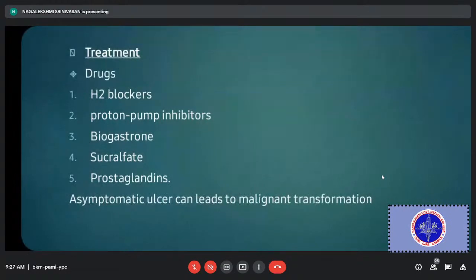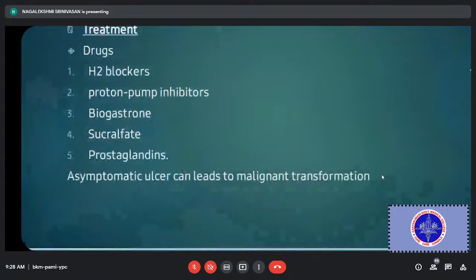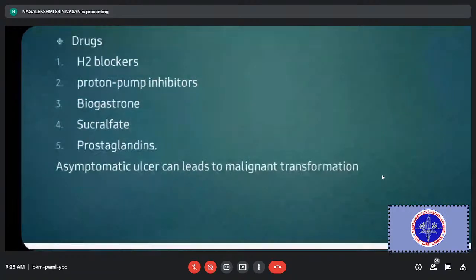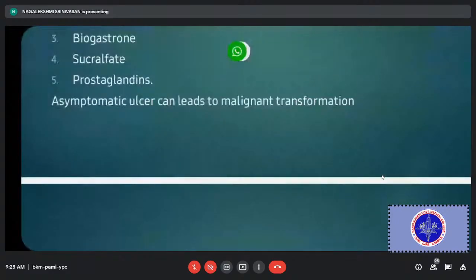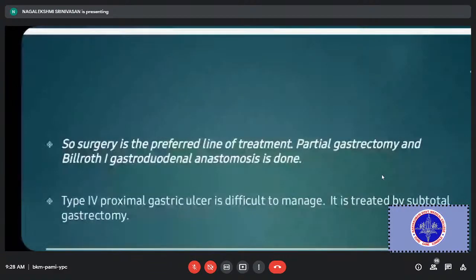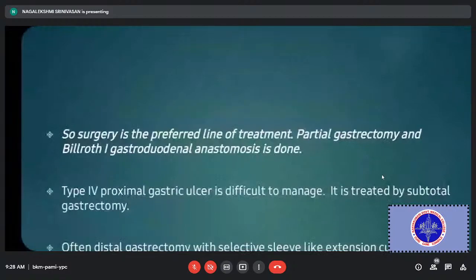H2 blockers like ranitidine, cimetidine, proton pump inhibitors, and biogastrone, sucralfate. Sucralfate is a mucosal protective agent, and prostaglandins can also be given. Asymptomatic ulcer can lead to malignant transformation. Whenever there is pain, the patient will be repeatedly coming to you or taking drugs. Whenever there are asymptomatic ulcers, they can turn into malignancy. So surgery is the treatment of choice. Partial gastrectomy and Billroth-1 gastroduodenal anastomosis can be done.